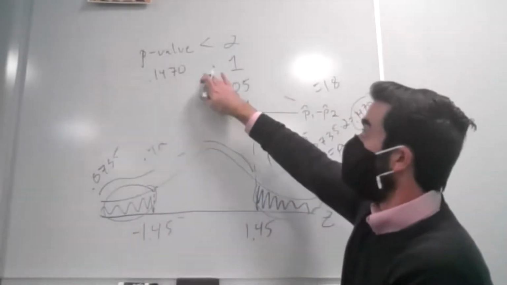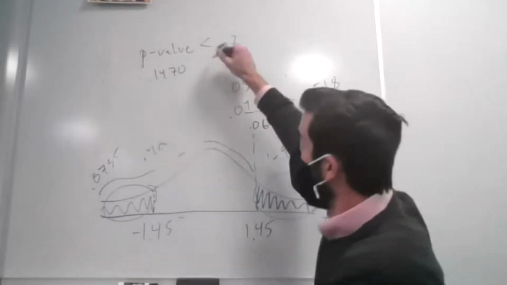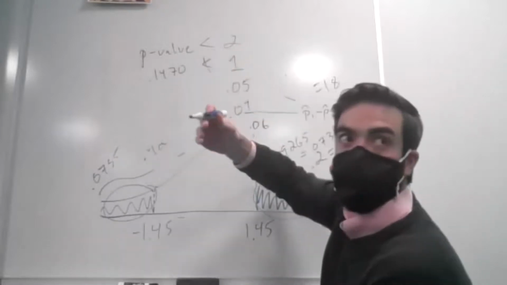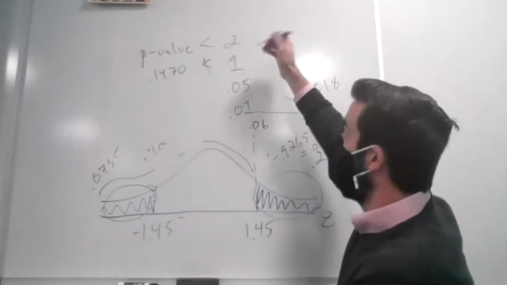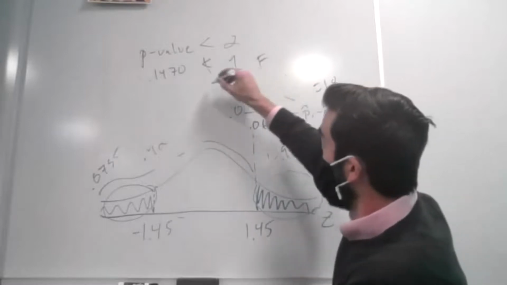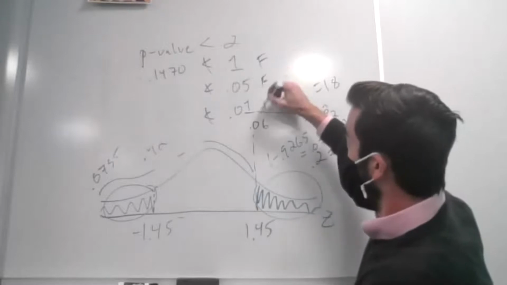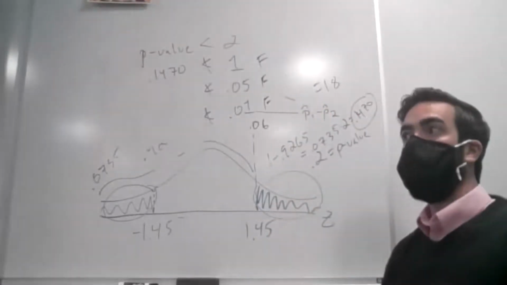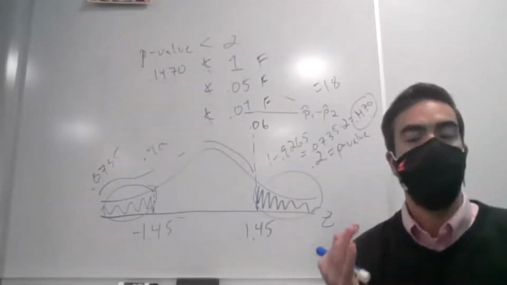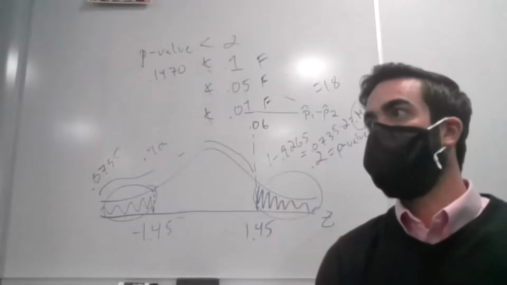Is my p-value less than 0.1? No. Okay. 0.14 is not less than 0.1, so I failed to reject. Well, if it's not less than 0.1, it's not going to be less than the other two. So this is an example where I would fail to reject at all 3 of those significance levels. Okay.